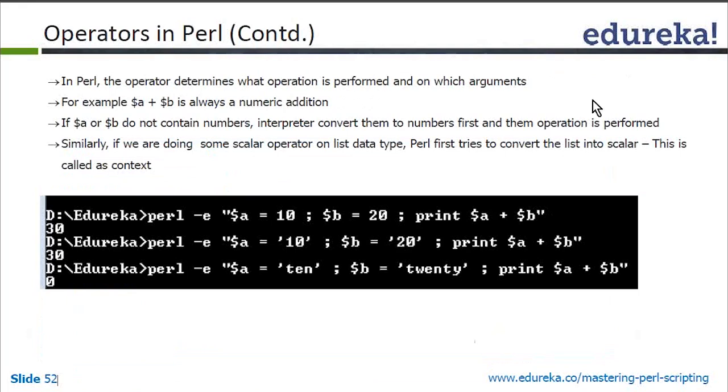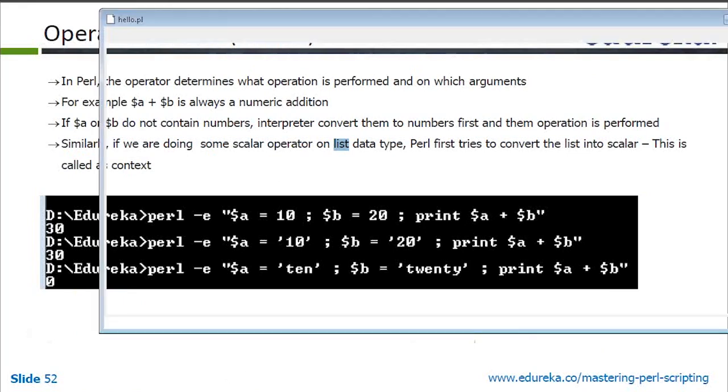Similarly, if they don't contain numbers, they have to be converted into numbers first, or for a scalar operation on a list type, Perl tries to convert it into a scalar. How is it done? Similar thing. If you do perl -e, $a is equal to 10, $b is 20, print $a plus $b. See, here it is simple: $a equal to 10 and $b equal to 20. So we just add and print, as I gave in the previous example.